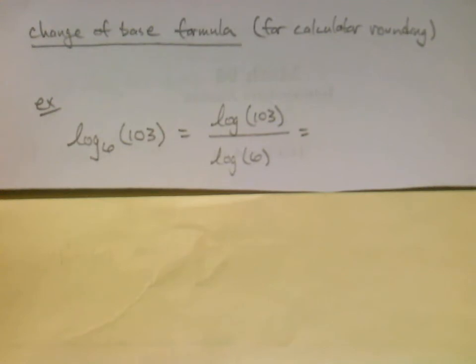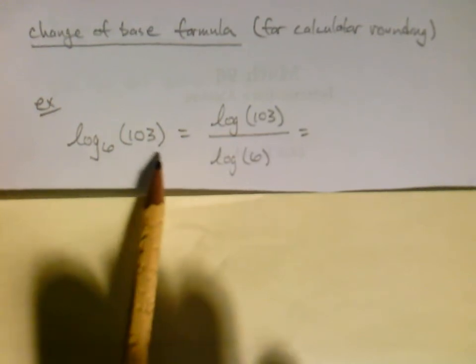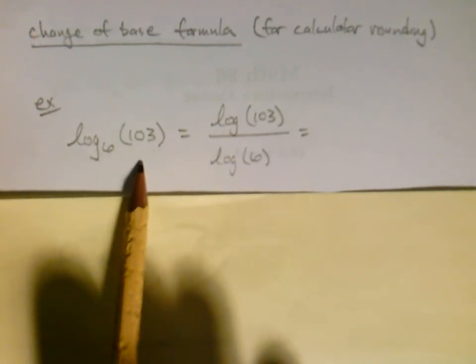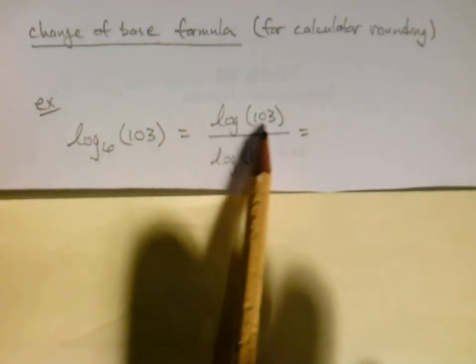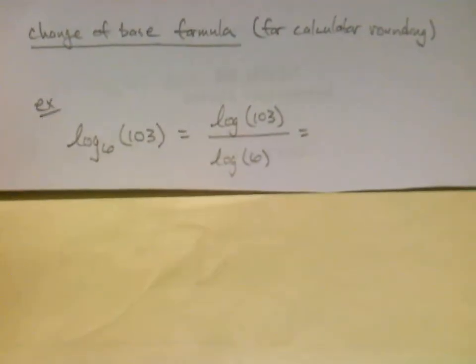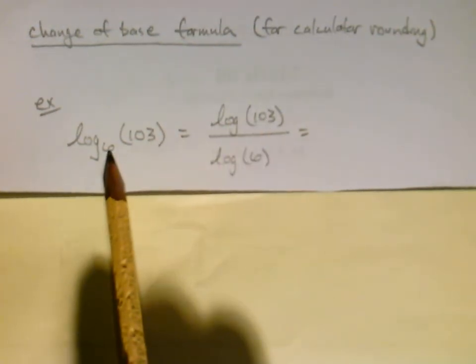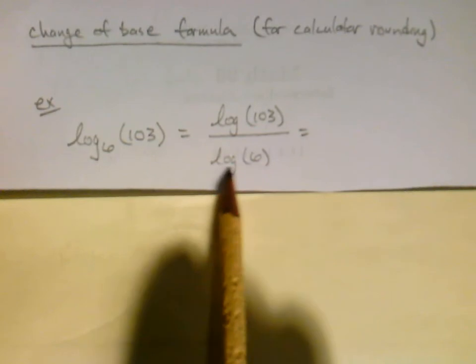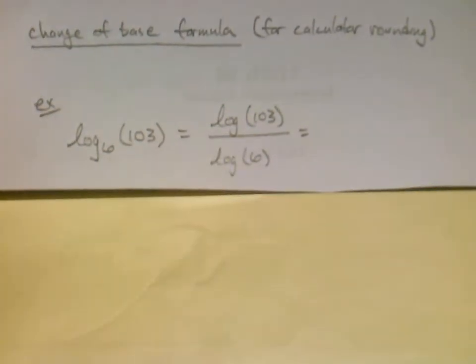Okay, so the change of base formula says if you want to use your calculator to compute things like this, here's what you can do. Think of it as the common log of 103 and the common log of 6 and divide them like so. Whatever's in your argument will go into the argument of the numerator. Whatever was your base will become the argument in your denominator. And instead of base 6, switch it to a common log, both of them.